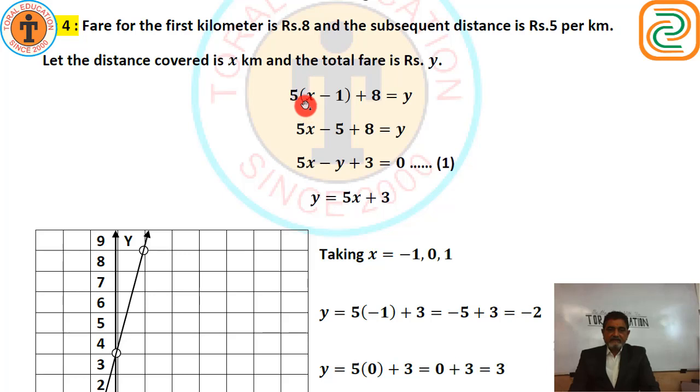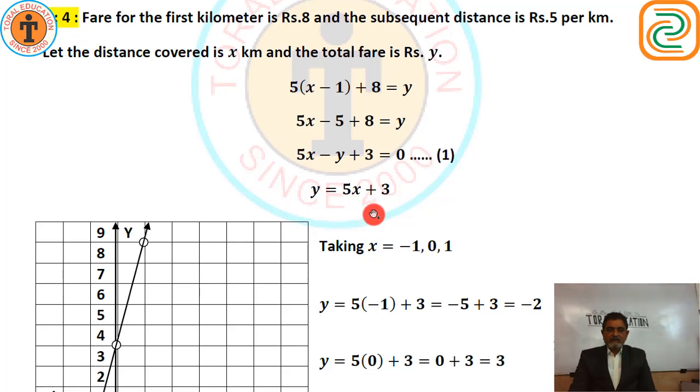5 into x, that is 5x. 5 into minus 1, that is minus 5, plus 8 equals y. Then 5x minus y, this y comes here, and 8 minus 5, that is 3. 5x minus y plus 3 equals 0. This is our equation, a linear equation in the form ax plus by plus c equals 0. Now we have to convert this into y form, or x form. We have converted it into y form. y equals 5x plus 3, because y is negative. If we take y here, it will be positive. Then y equals 5x plus 3.